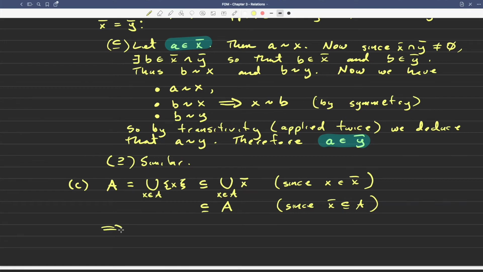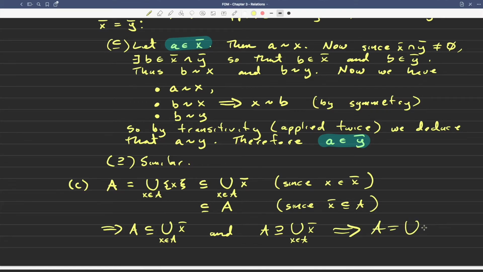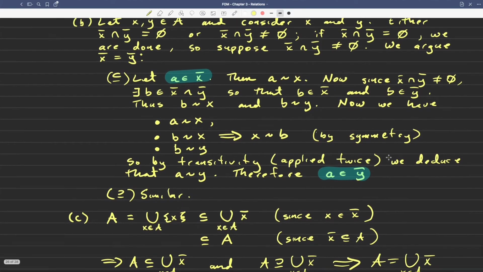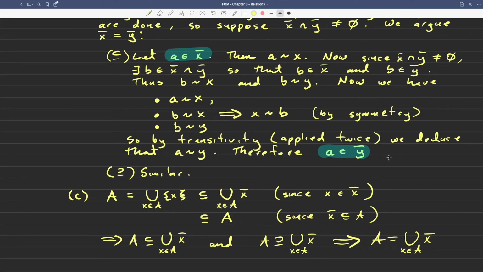So we deduce from this that A is a subset of the union of the x bars, and A contains the union of the x bars. So by that double containment argument right there, we see that A equals the union of the x bars, which is what you need to show. So we've established all three properties of it being a partition, so that's that. So we proved that if you start with an equivalence relation, then the quotient space forms a partition.